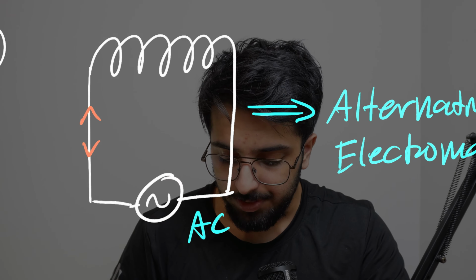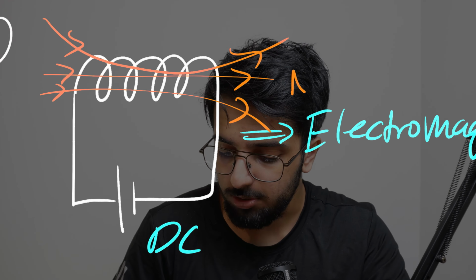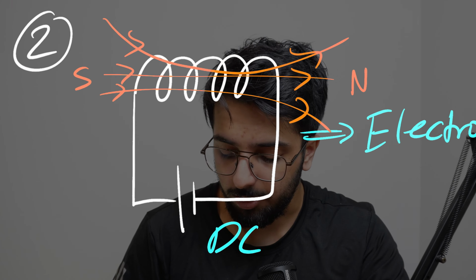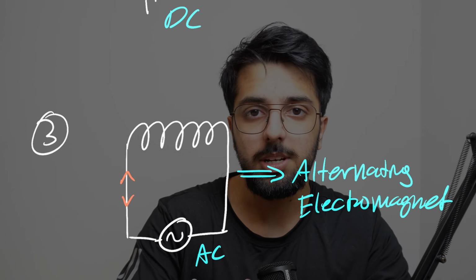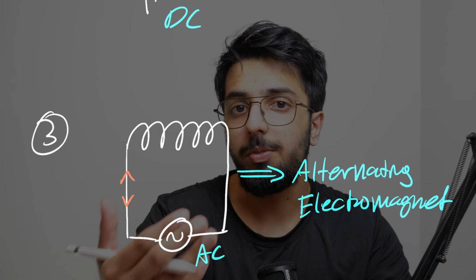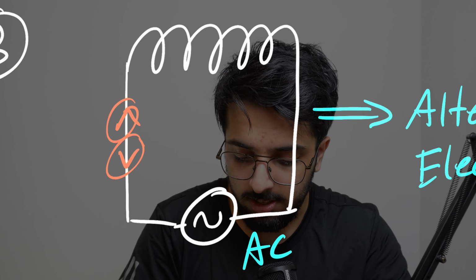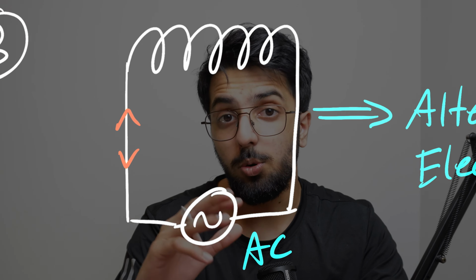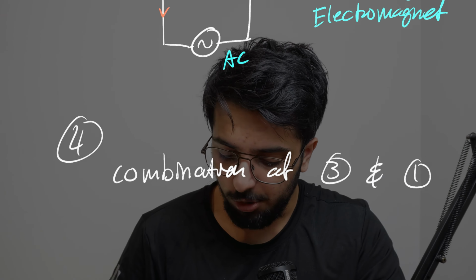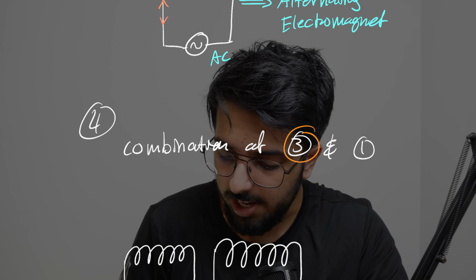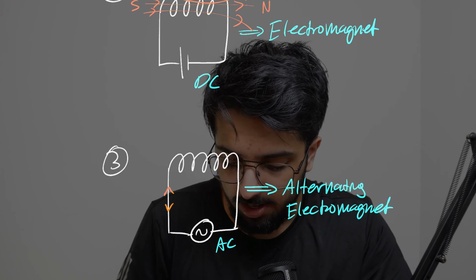Because the polarity of our electromagnet, with the north pole here and the south pole here, is determined by the direction of our current, if the current is continuously changing directions, then the polarity of our electromagnet also continuously flips back and forth. This fourth point is a combination of 3 and 1, a combination of this and this right here.